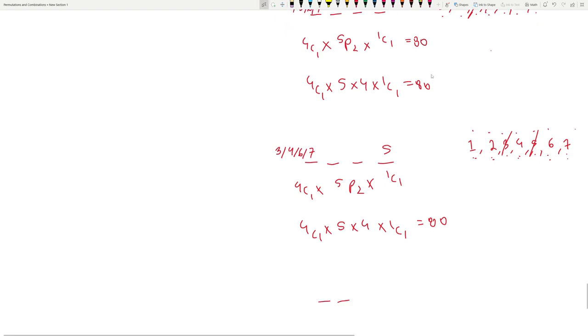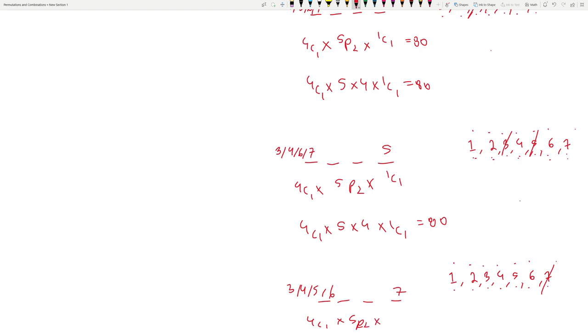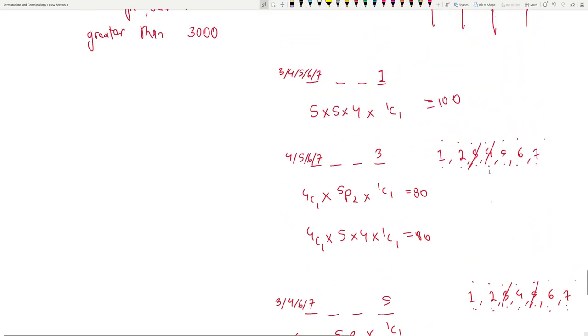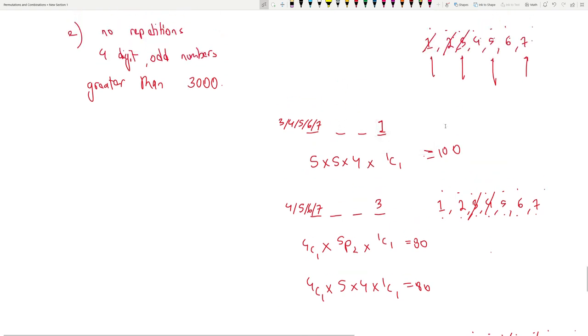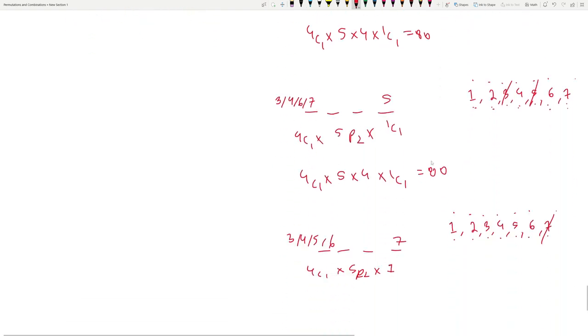And if I use 7 over here, same thing. To make it greater than 3000, 3, 4, 5, or 6, 4C1, and then 5P2 times 1. So yeah, it's the same for 3, 5, and 7, but it's unique for 1. The reason being, we have access to one more number over here, 5P2, which makes it greater than 3000, because we're not using that up. So you could just do 80 times 3.